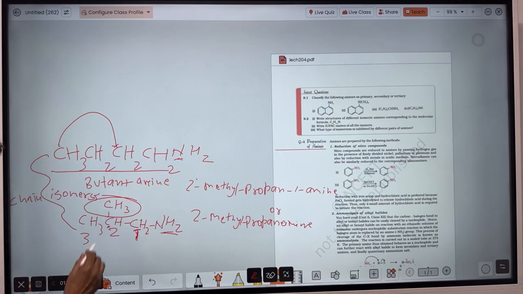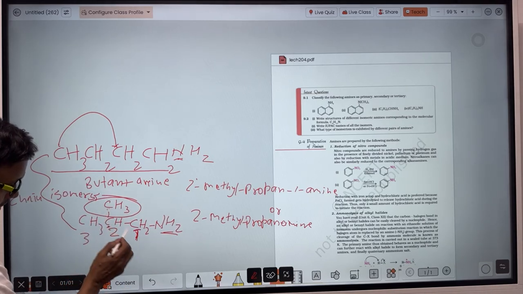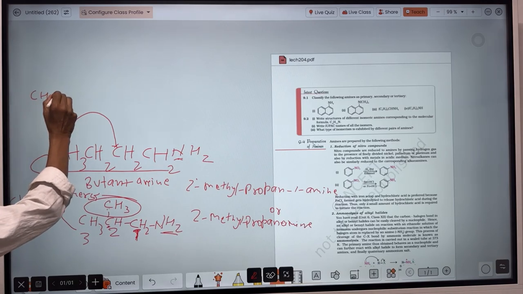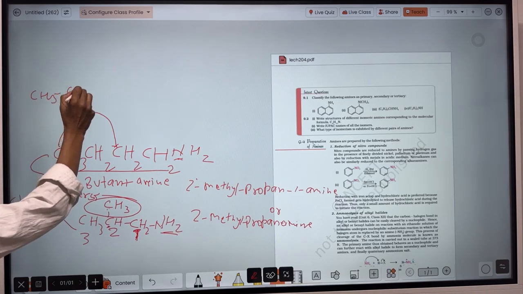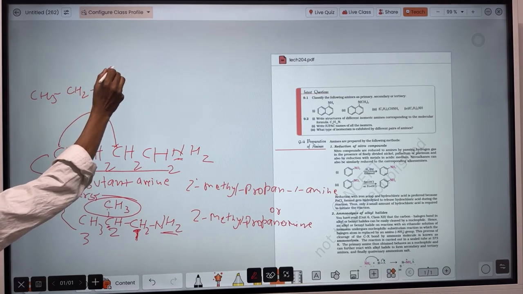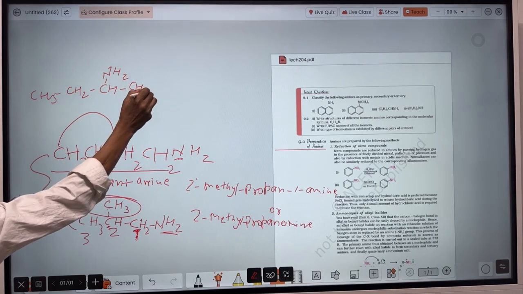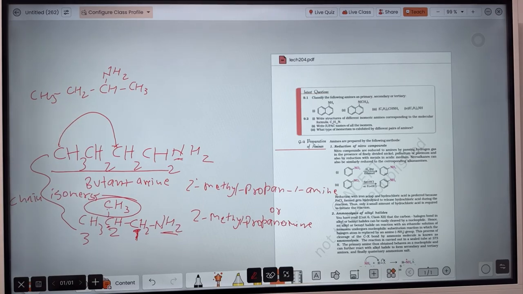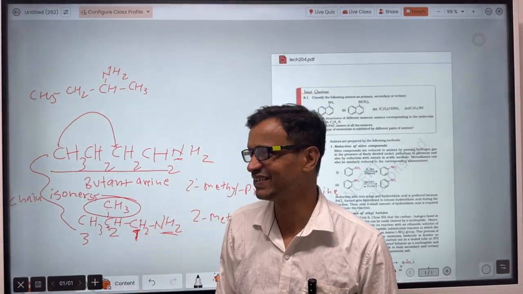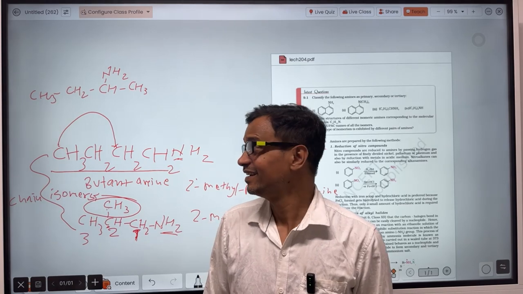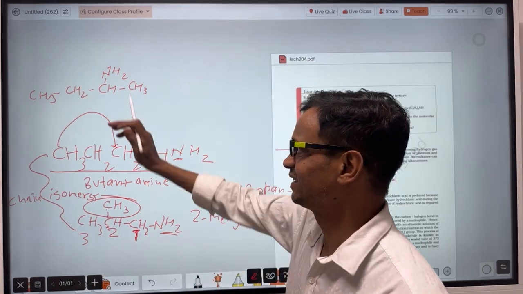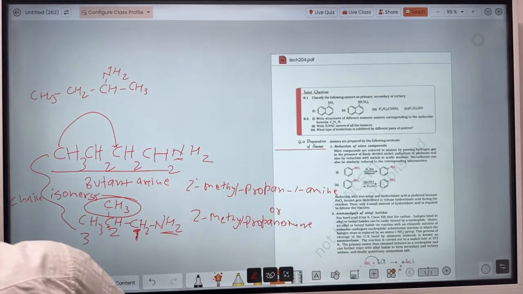Okay, next compound, same, you can attach this methyl to this one. So at that time the structure will be this. It is also a 1 degree amine. Don't be confused by the chapter of haloalkane or alcohol. So this one here, what's its IUPAC name?